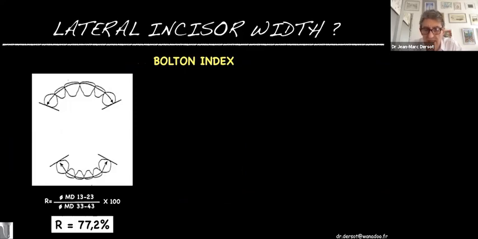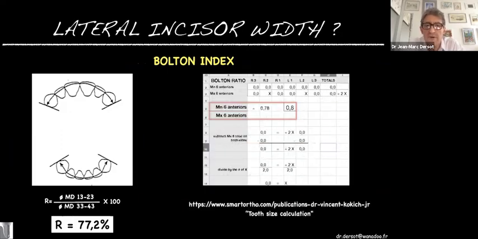Orthodontists use the Bolton index. I don't know if all the participants of this webinar are orthodontists, but for those who are not, the Bolton index is the sum of the six anterior upper teeth over the six anterior lower teeth. And the ratio is about 75%. A well-known orthodontist all over the world who passed away about 5 years ago, Vincent Kokich, offered on his website an Excel app. You can enter all the widths of the teeth in the anterior area, and it will calculate automatically the width of the lateral incisor.